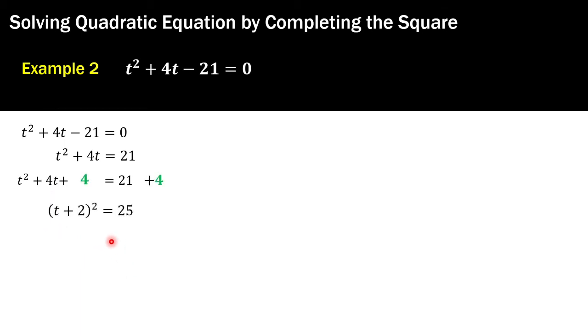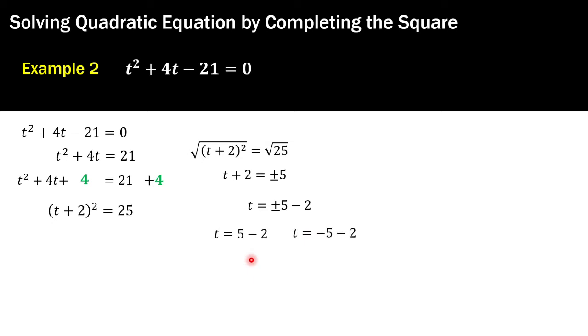The left side can be written as the squared quantity of t plus 2. 21 plus 4 is 25. Getting the square root of both sides of the equation would give us t plus 2 is equal to the square root of 25, which is positive or negative 5. Transposing 2 to the right side of our equation would give us 5 minus 2 and negative 5 minus 2. To simplify, that would be t is equal to 3 and t is equal to negative 7.